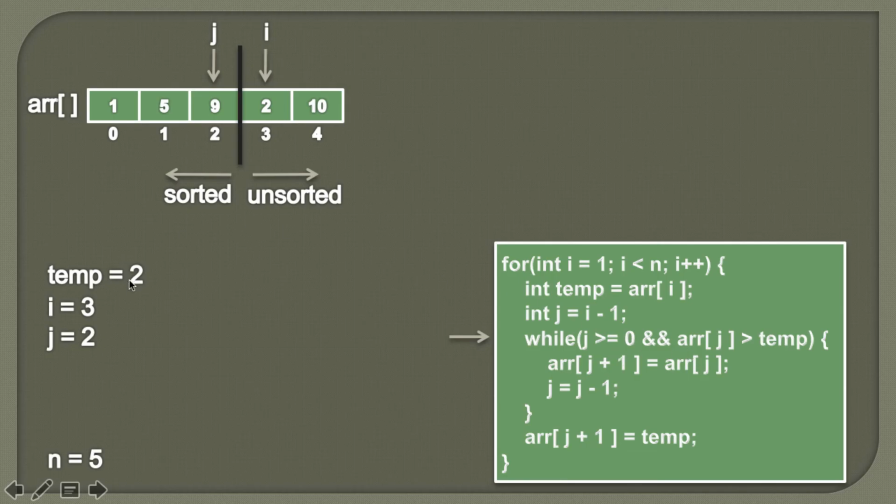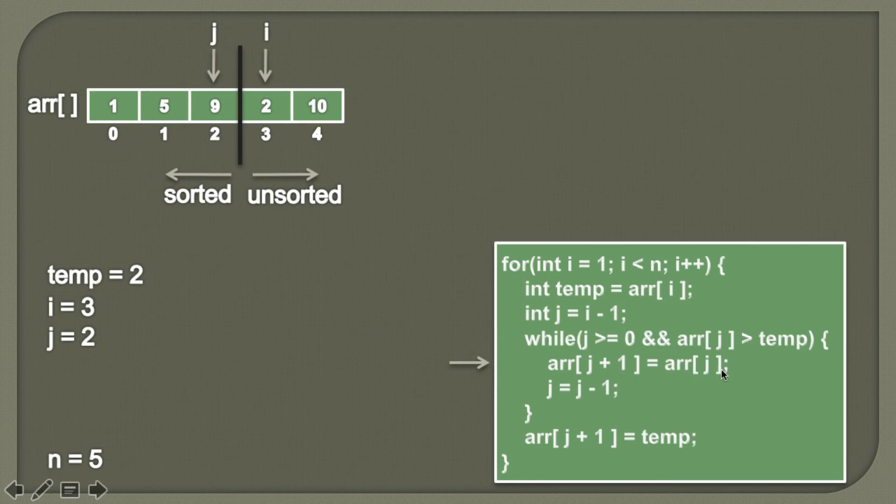Now we'll compare this 2 stored in this temporary variable with the element stored at jth index, which is 9. So here you can see 9 is greater than 2. Therefore the condition in the while loop comes out to be true. And as 9 is greater than 2, we know that 2 must come before 9. So for 2 coming before 9, we need to create a space here.